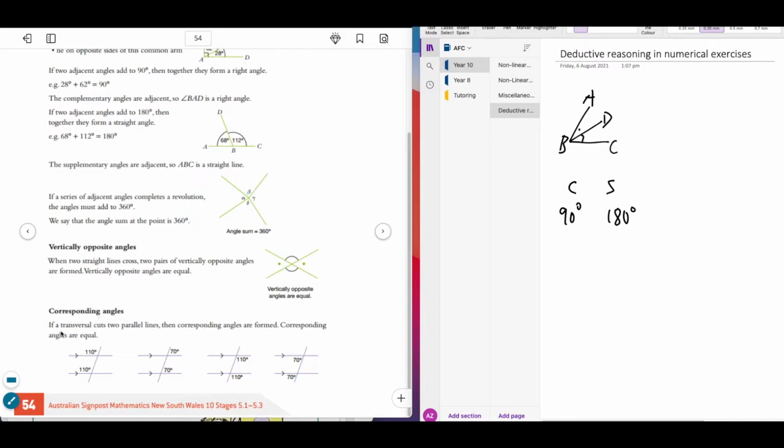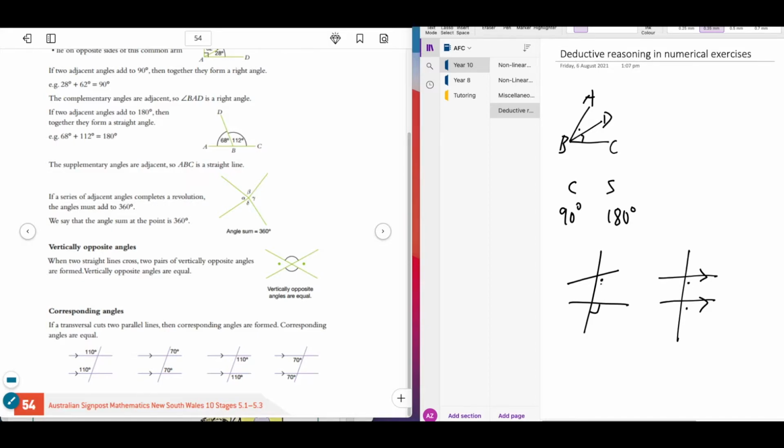Corresponding angles. If a transversal cuts two parallel lines, transversal is basically a fancy word for that kind of vertical-ish line there, then corresponding angles are formed. Corresponding angles are equal. Okay, so in relation to corresponding angles, this angle and this angle are corresponding. Now, corresponding angles are only equal if the two lines are parallel. So if the two lines are parallel, then this angle and this angle are equal. You can think of corresponding angles as an angle that looks like an F.